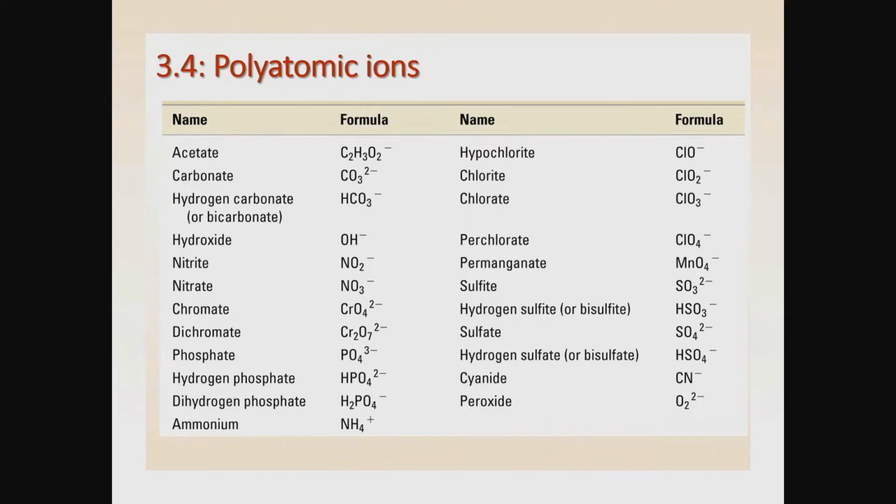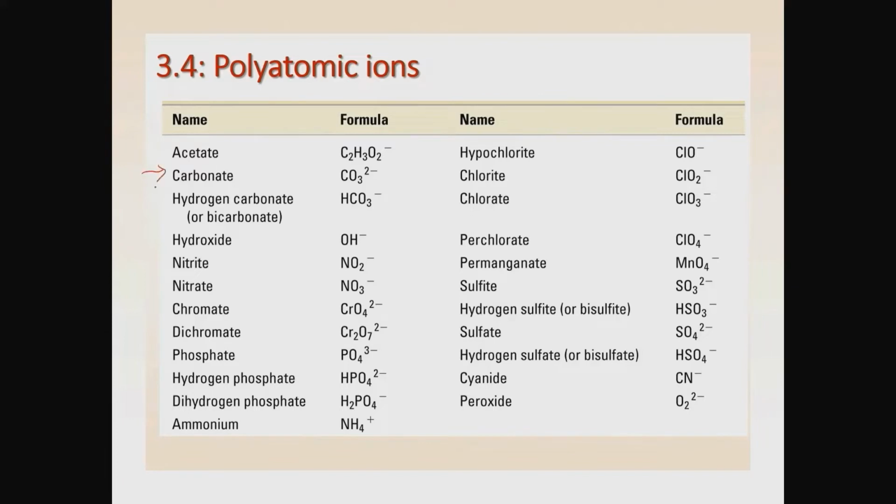That element may be a single atom. If it loses or gains electrons, it would be considered a monatomic ion. But you can have groups of atoms that will lose or gain electrons. And so when you have groups of atoms, it's called a polyatomic ion. So the problem is, in the chemistry class that you're in, you have to memorize the names for all these polyatomic ions that I have here.